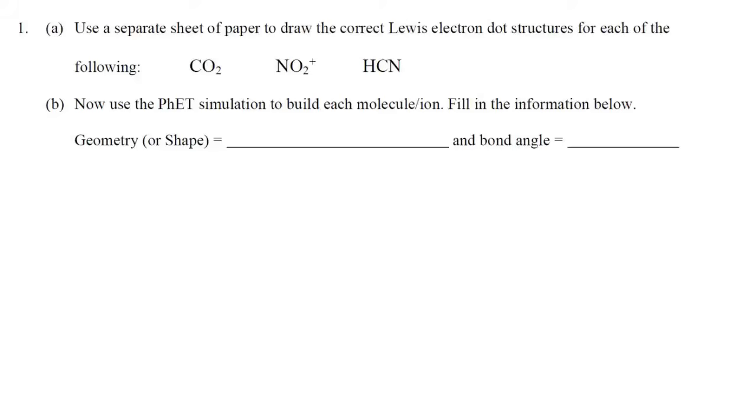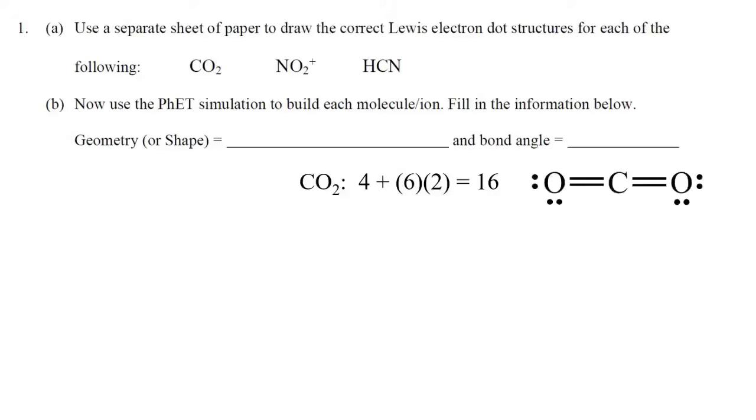So the first thing to do is to count the total number of valence electrons. For CO2, that's going to be 16. It's 4 for carbon, 6 for oxygen, times 2. So the Lewis electron dot structure for CO2 looks like this, with 2 double bonds.